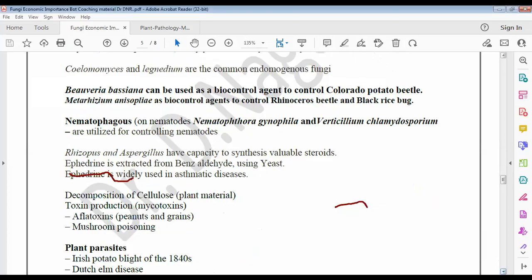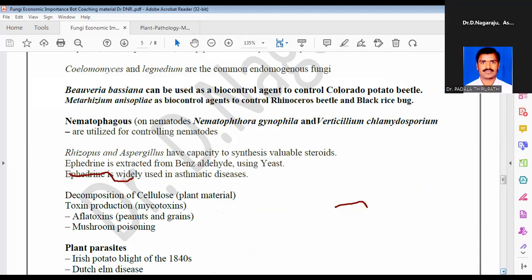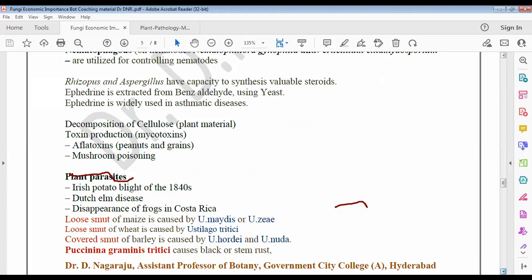And in steroid preparation we also use Rhizopus and Aspergillus. Ephedrine, epinephrine, norepinephrine, that we use as painkillers, are also prepared with these fungi.